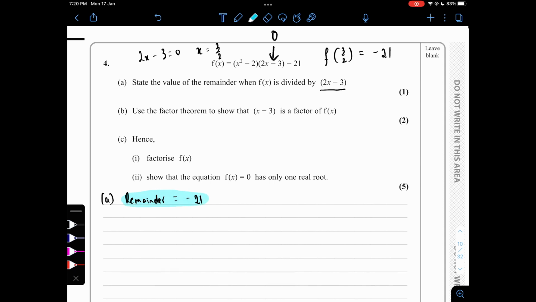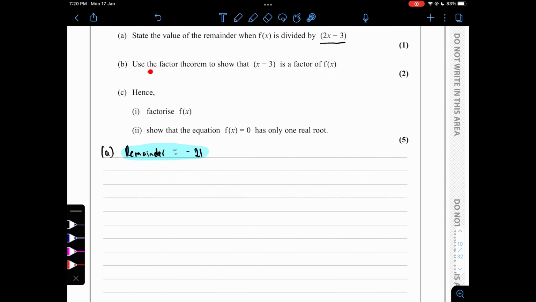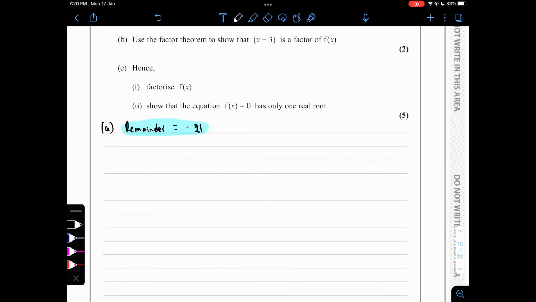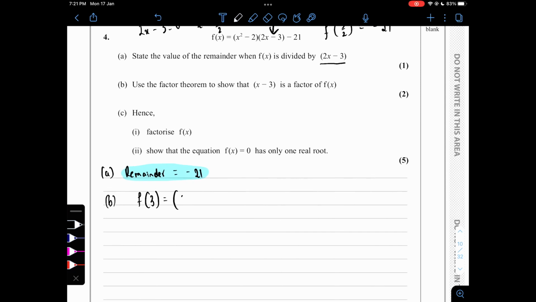All right, now let's go on to part B. Part B says use the factor theorem to show that x minus 3 is a factor of f of x. To show that, we have to do f of 3. So we have 3 squared minus 2, then 2 times 3 minus 3, and the whole thing, take away 21.